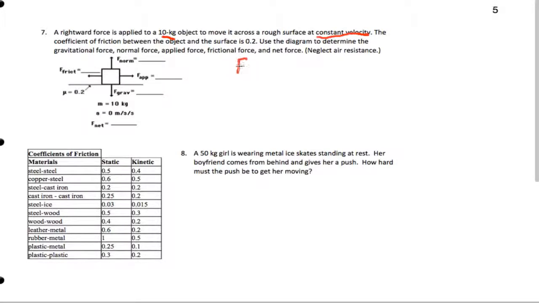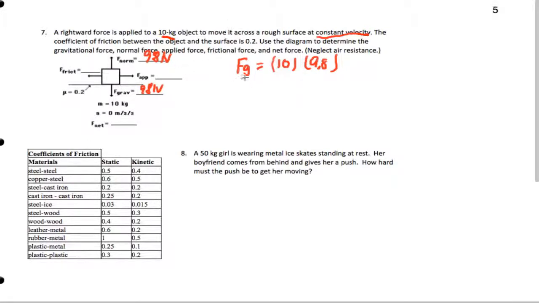So let's just get the force of gravity, which is the weight. That's going to be 10 times 9.8. So that's going to give us 98 newtons here. But notice the normal force balances the gravity force because we don't sink into the floor or get thrown up into the air accelerating.